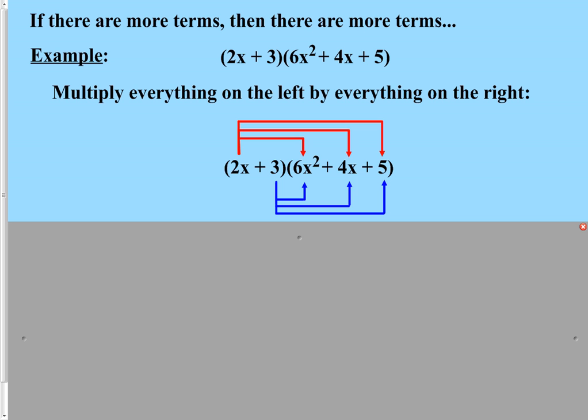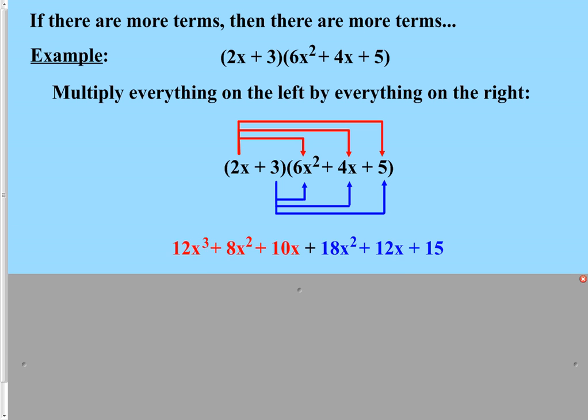we need the same thing with the 3. 3 times 6x squared is 18x squared. 3 times 4x is 12x, and 3 times 5 is 15. So there are your 6 terms. I even color-coded them for you this time.